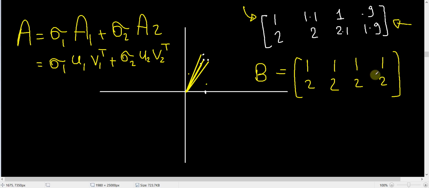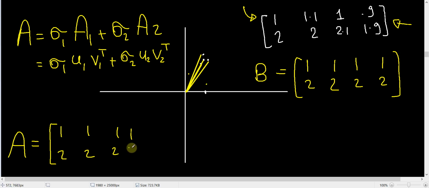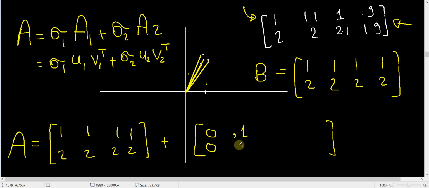Actually, you can think of the original matrix A as a summation of 2 matrices. One of them might be 1, 1, 1, 1, 2, 2, 2, 2, and the second one might have here 0, 0, here 0.1 and 0, here 0 and 0.1, and here negative 0.1 and also negative 0.1. So the original matrix A can be decomposed into this form.